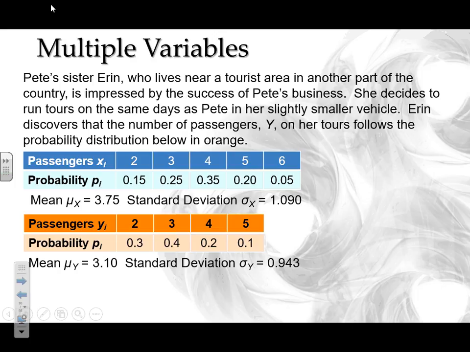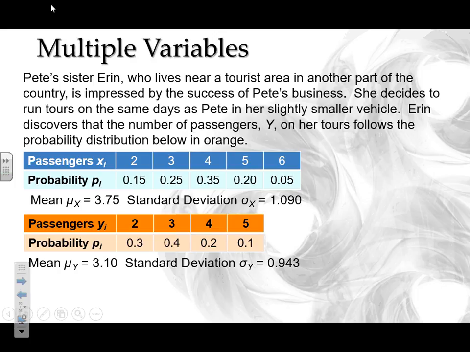Erin discovers that the number of passengers on her tours follows the probability distribution below in orange. So, Pete's tours, we define with the variable X. His are in blue here. He has a 6-passenger vehicle. Hers are in orange, and she's going to be defined with the letter Y. So, last week we calculated Pete's mean and standard deviation. So he, on any randomly selected day, can expect to have 3.75 passengers with a standard deviation of 1.090 passengers.